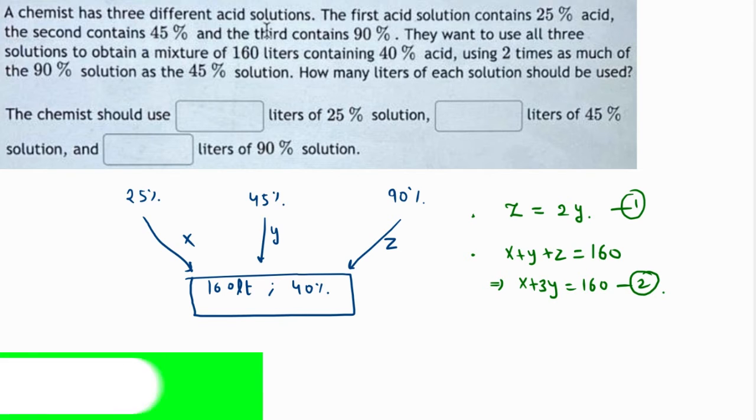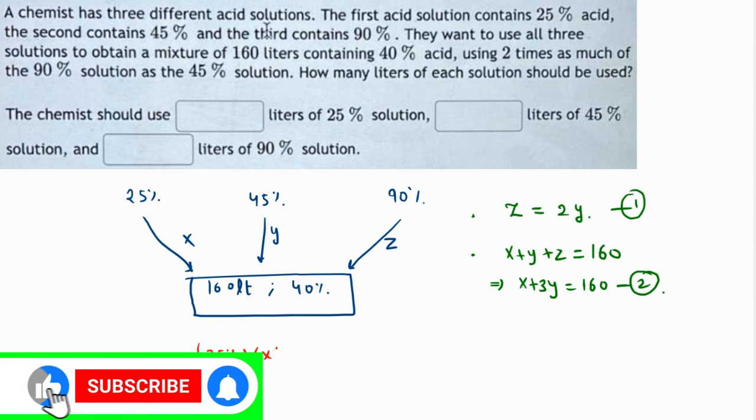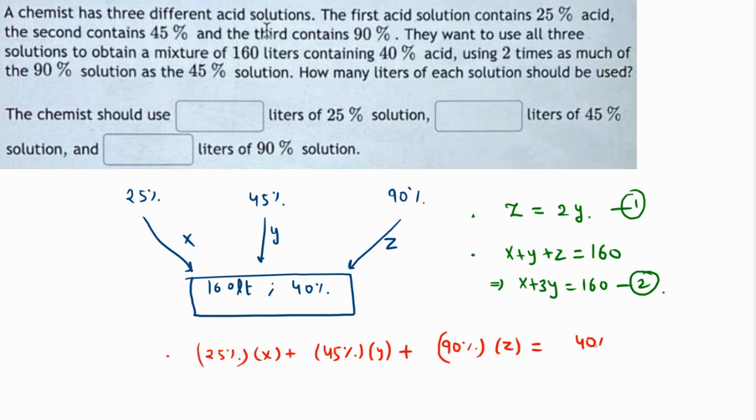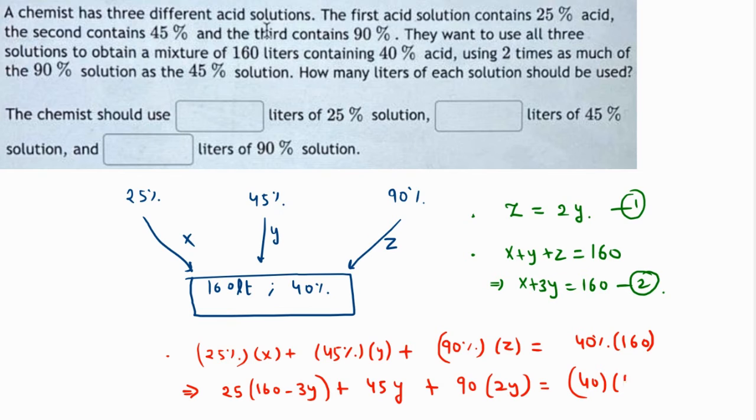Now we have to find the net quantity of each which is used. So what is the weighted average? We know that 25 percent of x is used, and 45 percent of y is used, and 90 percent of z is used, and that is equal to 40 percent of the total, which is 160. Now the percentage from both sides is cancelled, so we are left with 25x, where x is nothing but 160 minus 3y, so we are writing it in terms of y. So x is 160 minus 3y. y remains y, and z becomes 2y, and this is equal to 40 times 160.